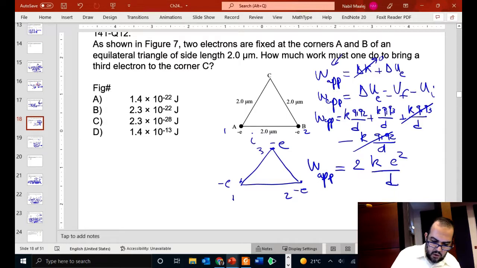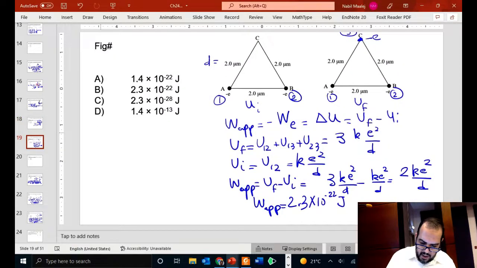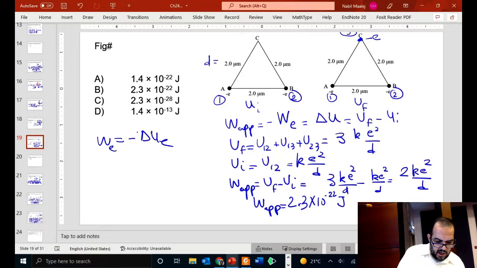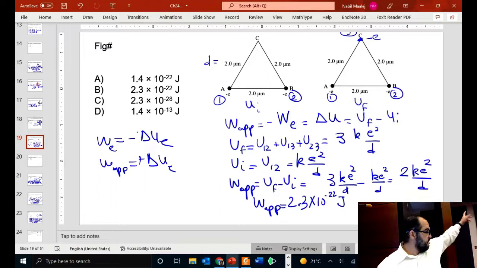Okay, and when you replace the values, you find that this is going to be equal to 2.3 times 10 to the minus 22 joules. So always remember, work done by the electric field is equal to minus the change, and work done by external applied force is plus. Okay, clear? Any questions? Clear? Okay, next problem.